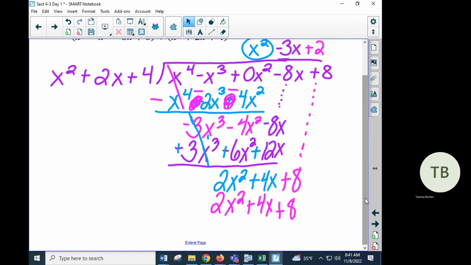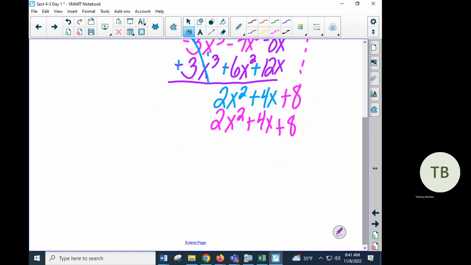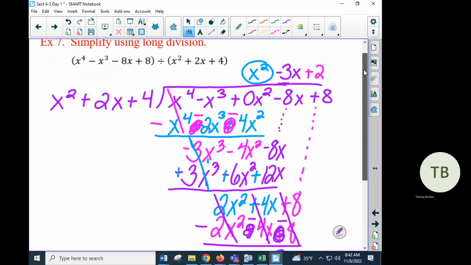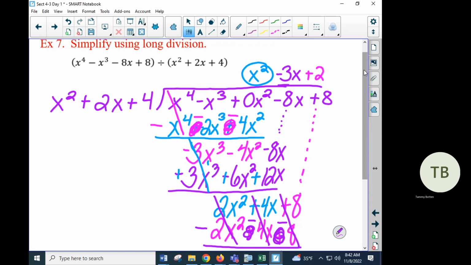Okay, so now I'm going to draw my line. This is going to change to a minus. This is going to change to a minus. And then on the 8, that'll change to a minus. Okay, so if I look here, these end up canceling. 4x minus 4x, that cancels. 8 minus 8, that cancels. So this is another one where we have a remainder of 0. So our answer would be this top part. So this right here is our answer.